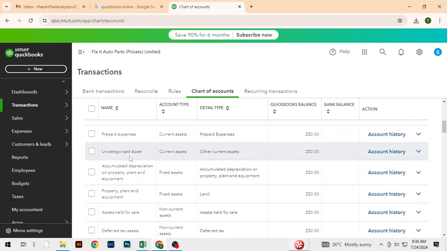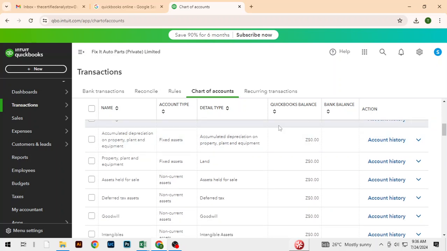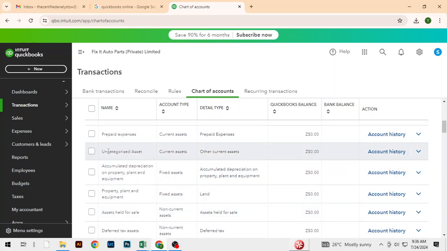And then we've got an uncategorized asset, and this one you can just add a certain asset that you may want under current assets because it's not categorized. There is nothing as uncategorized asset, so you have to specify which current asset. Then we've got accumulated depreciation on property, plant, and equipment.